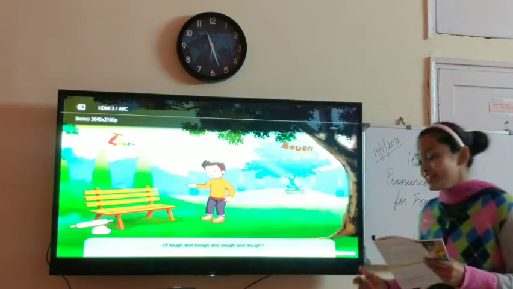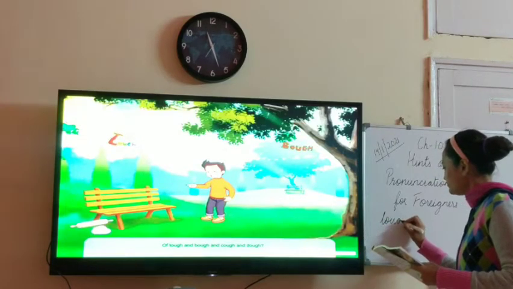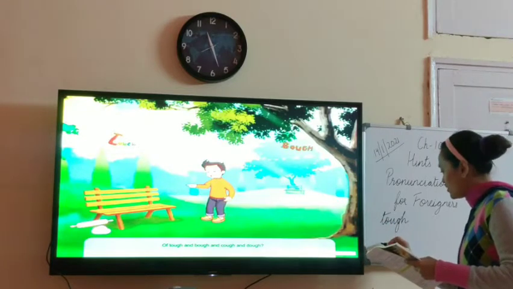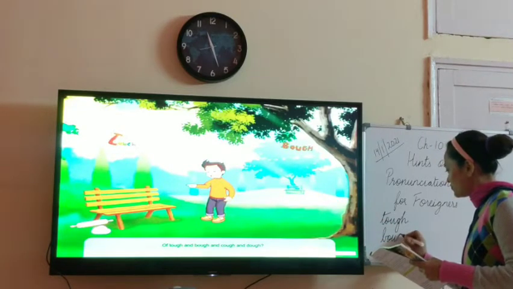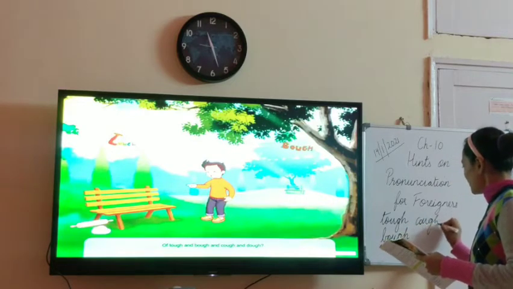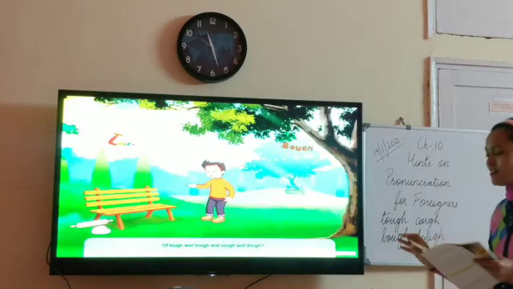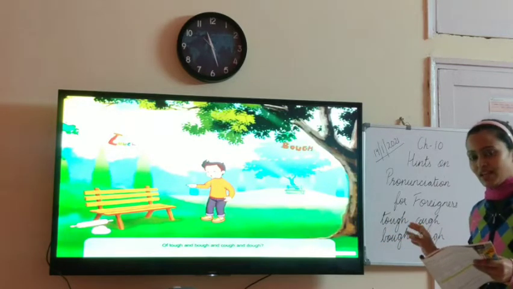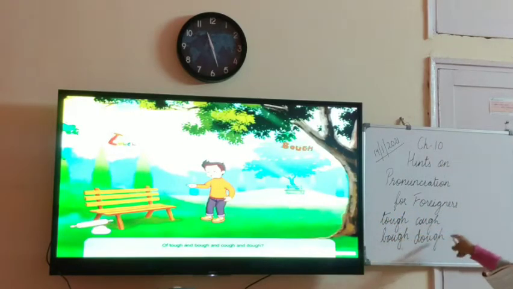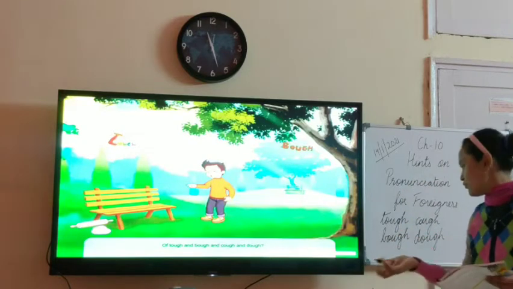So if I write these words, children: tough, bough, cough and dough. You see, children, these words have the same spelling except one initial letter. The entire spelling is the same, but the pronunciation is different.